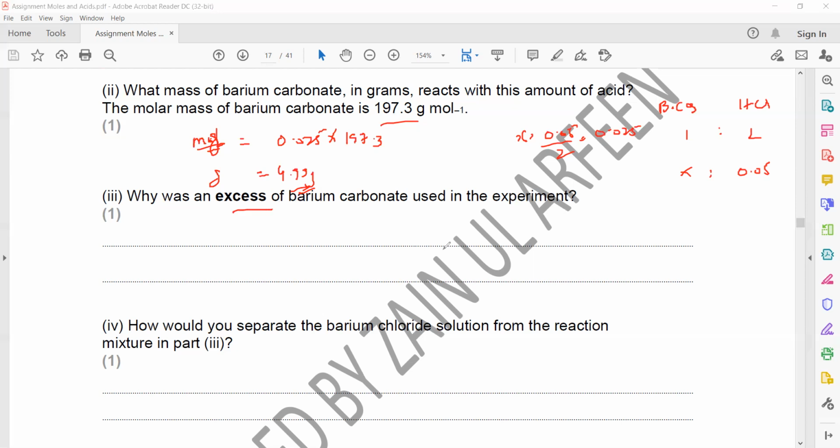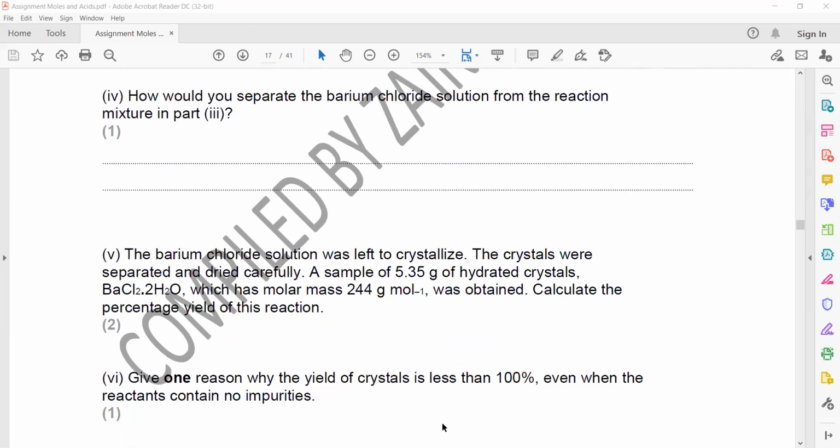Why is an excess of barium carbonate used in this experiment? So that all of the acid is neutralized, or the reaction is complete. How would you separate barium chloride solution from the reaction mixture? How can we separate? We use the technique of filtration.